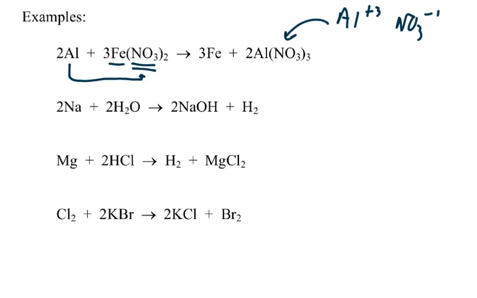And then iron got kicked out. So you write iron as just simply Fe. Iron is not diatomic, so you write Fe. The rest of it was due to balancing.